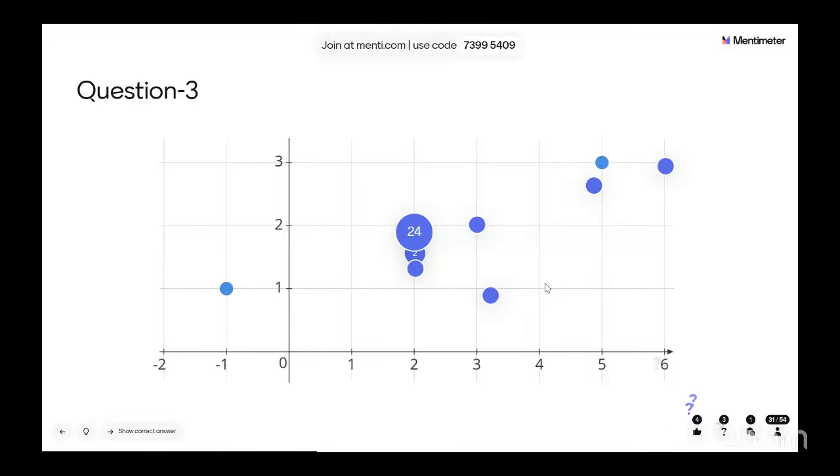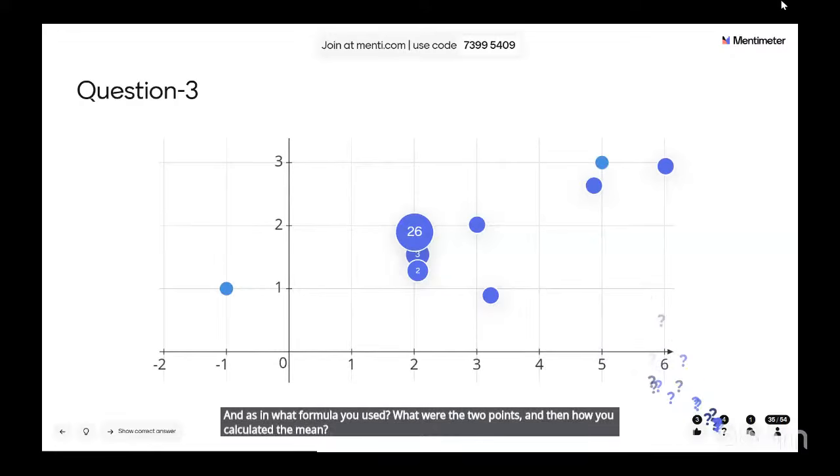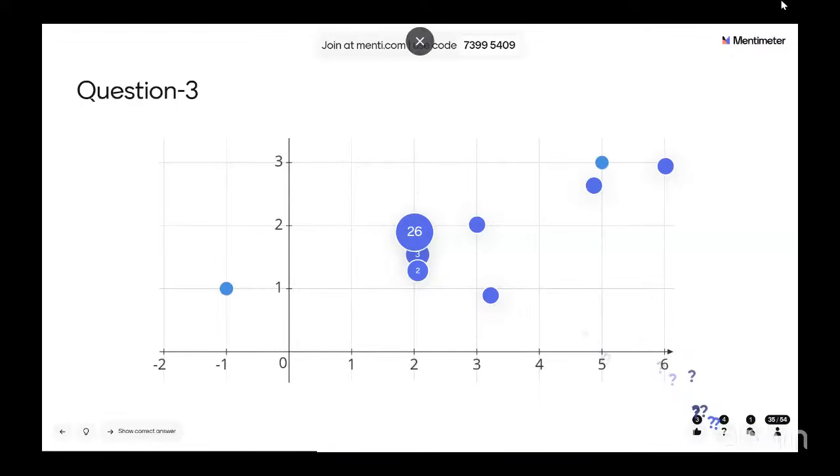Okay, 24 people say that the mean of this cluster is 2, comma 2. Would anyone like to explain how and as in what formula you used? What were the 2 points and then how you calculated the mean? Anyone would like to unmute and explain?